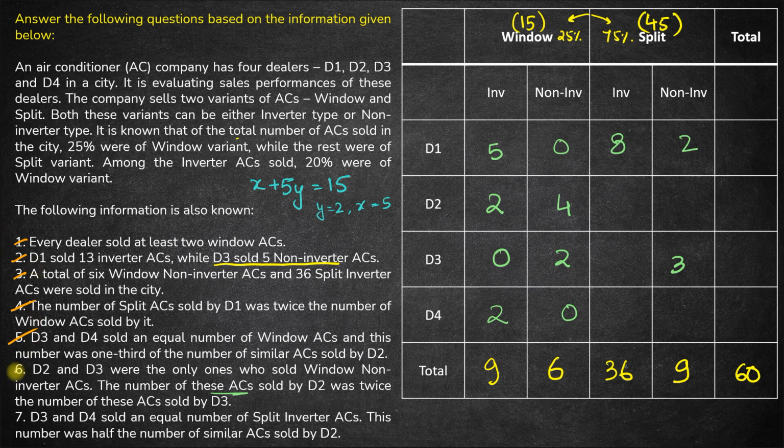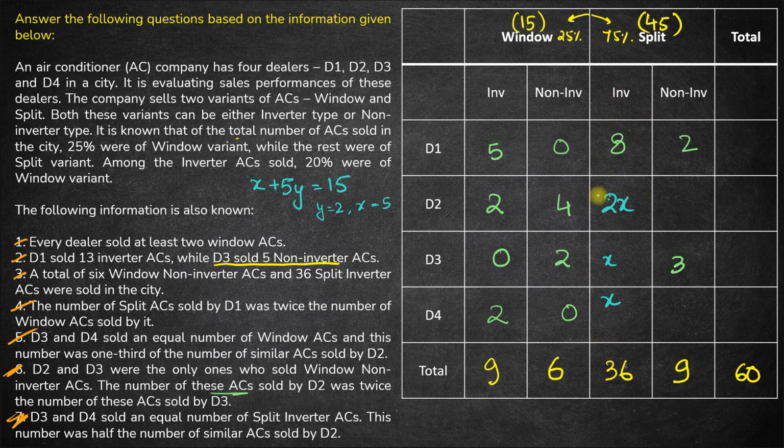Fine. Coming now to the seventh point. The seventh point says D3 and D4 sold an equal number of split inverter ACs. Split inverter ACs. D3, D4 sold an equal number of split inverter ACs. So let's say this is X. Fine. And this number was half of the similar AC sold by D2. Similar ACs is inverter split ACs. So X is half of the split inverter ACs sold by D2. So if X is half of this, so this number should be twice of X, right?